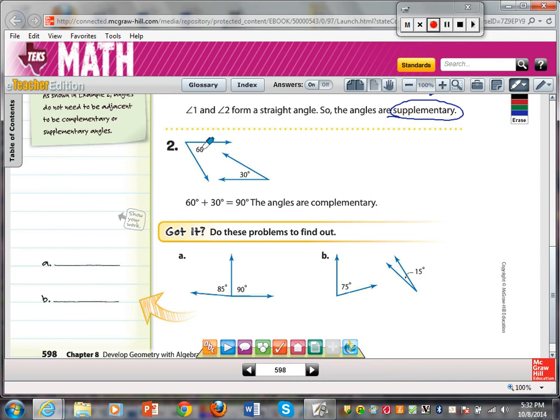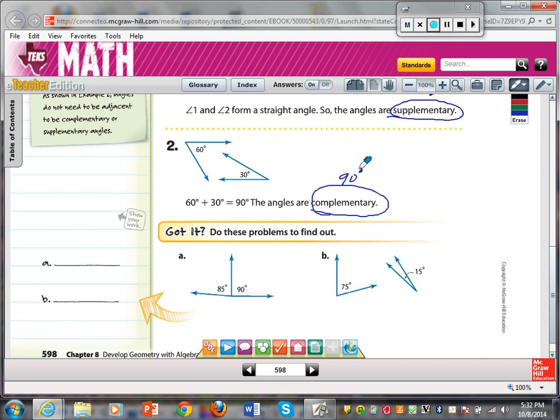I got an angle here that measures 60 degrees and another angle that measures 30 degrees. If I was to add them up, 60 plus 30 equals 90. Therefore, you can say that these two angles, even though they're not touching and they're separated, they still add up to 90 degrees. Therefore, that makes them complementary.